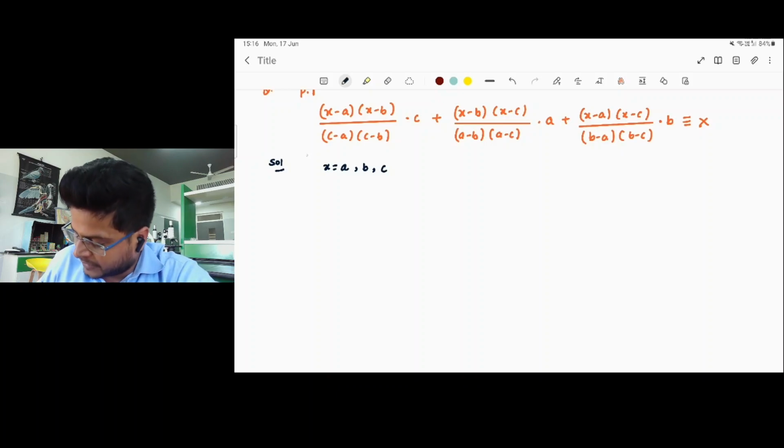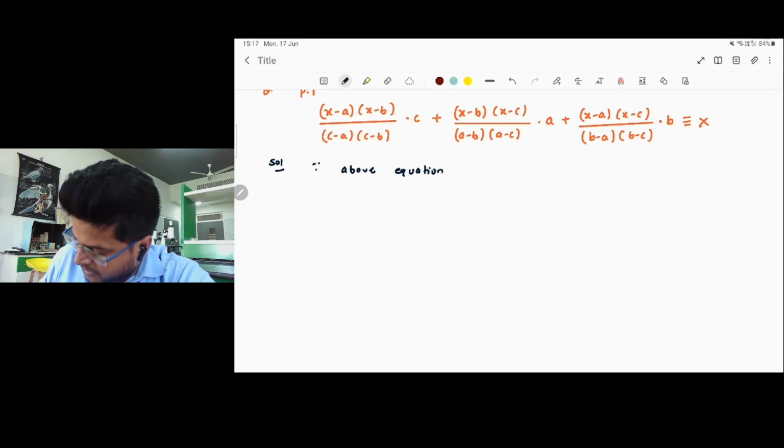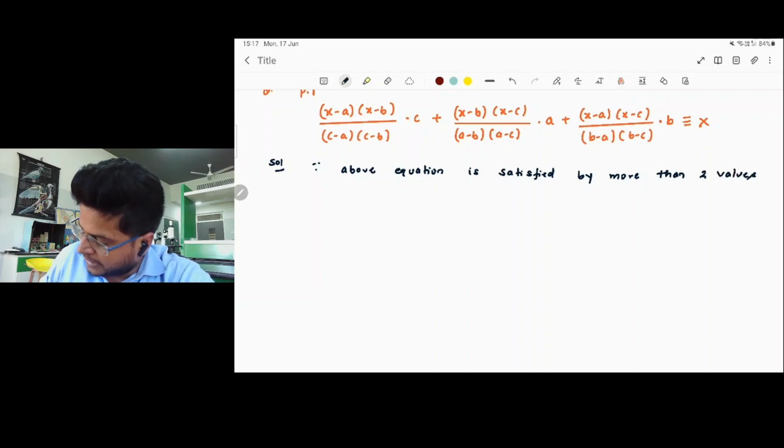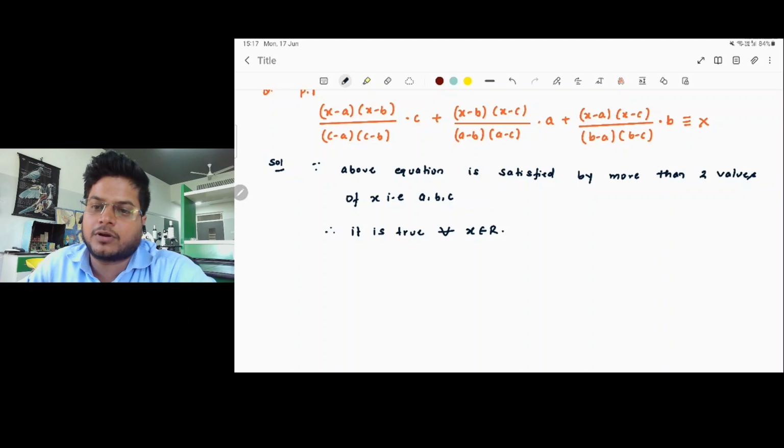Okay. So we can write, since above equation is satisfied by more than two values of x, that is a comma b comma c. Therefore, it is true for all x belongs to R. So it is true for all x belongs to R.